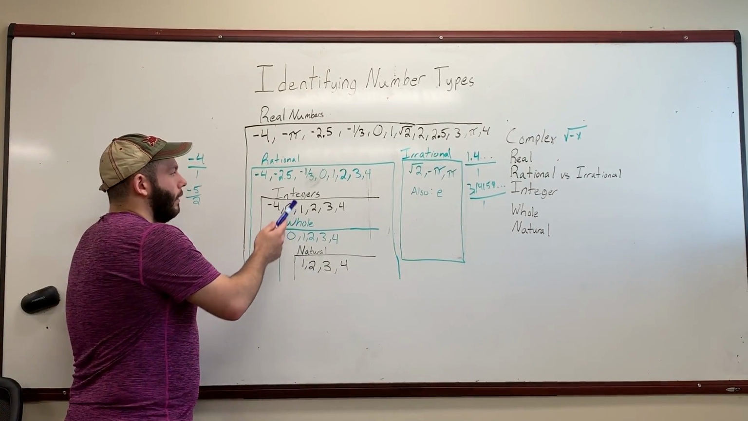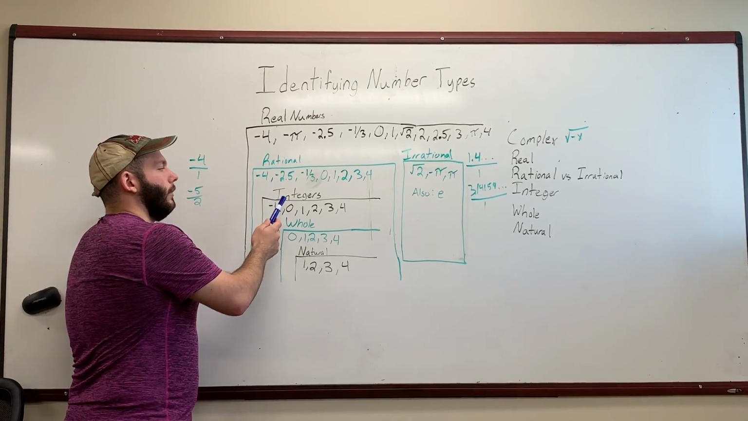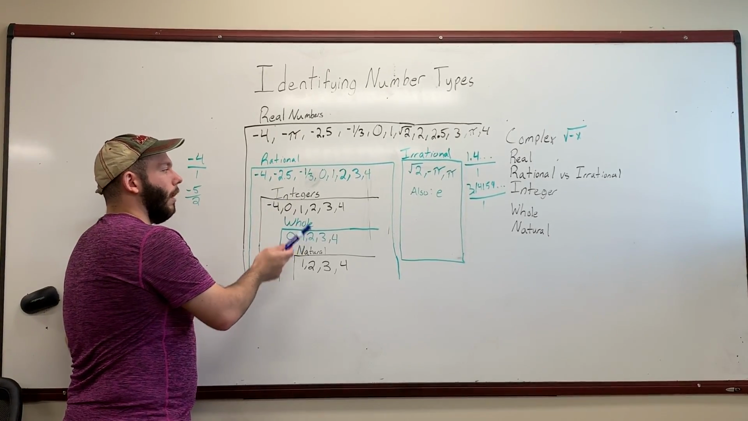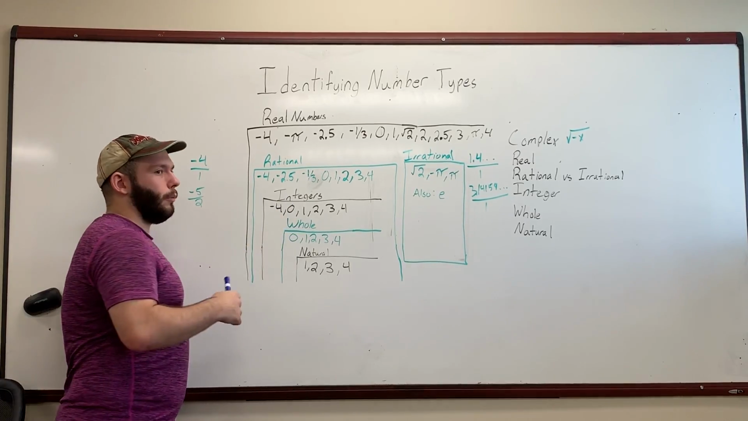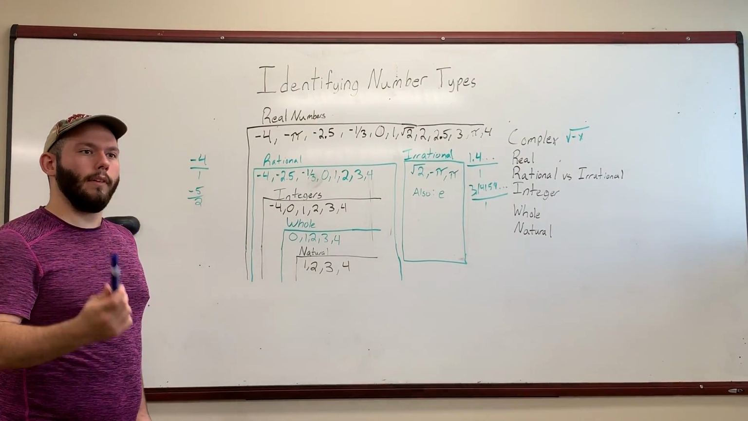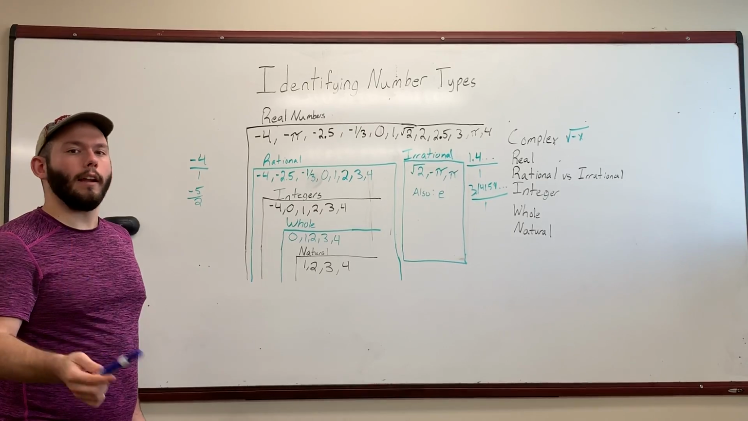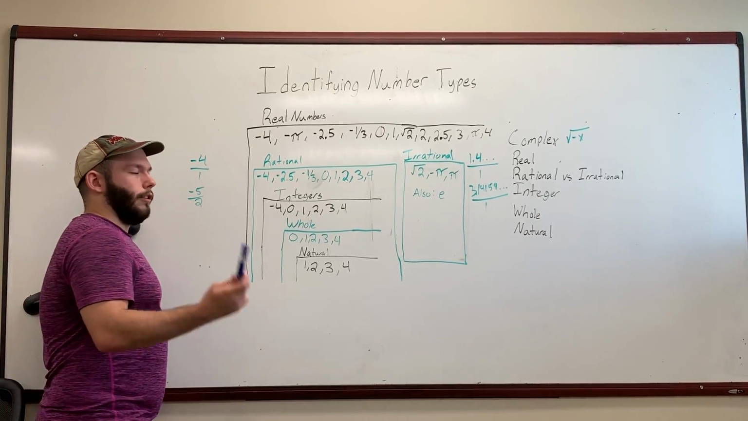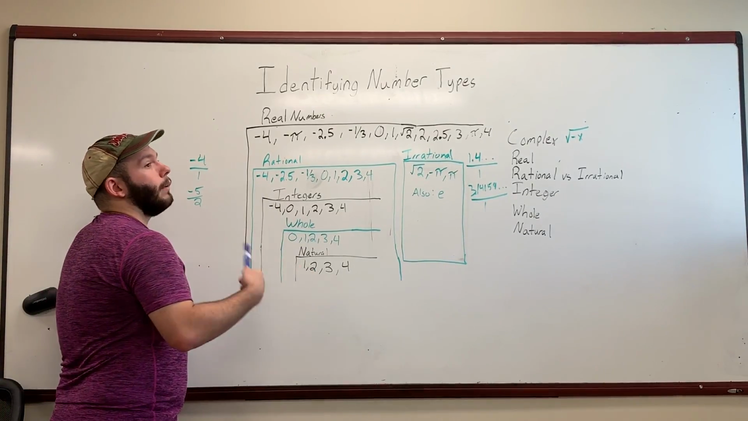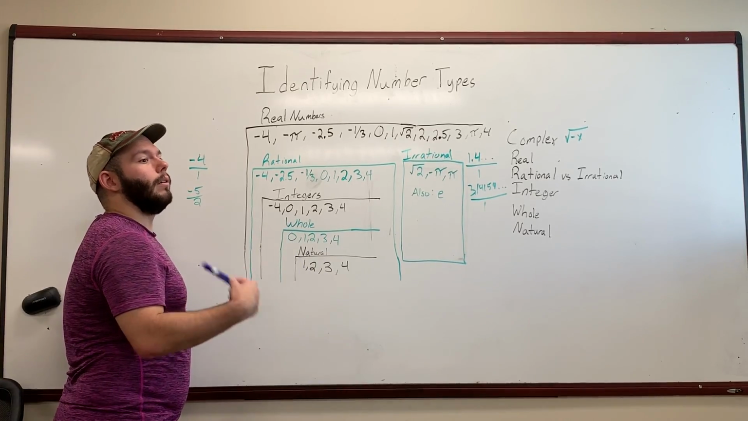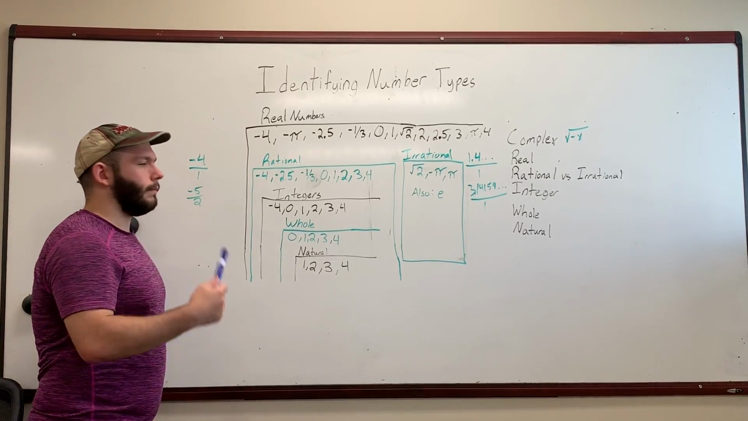Moving on from there, we have integers. All whole numbers are integers. But integers also include negative whole numbers, like -4, -50, -100. So all integers can include stuff like -4, -3, -2, -1, 0, 1, 2, 3, 4, 5.